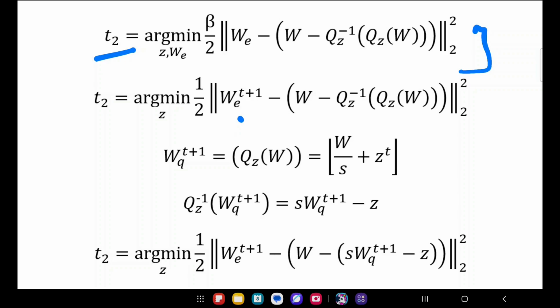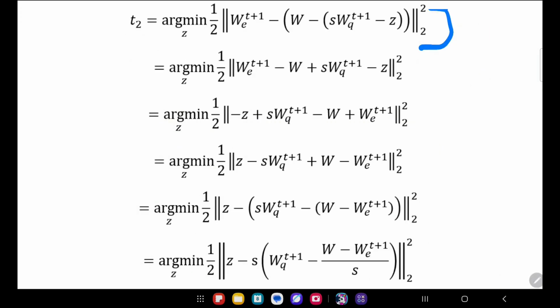The new quantized weights, that is WQ at t plus 1, is the rounding of W by S plus Z of the previous time step, and then we round the function. So the inverse quantization would be we scale WQ at t plus 1 with S and remove the zero point. So we replace this in the term 2 equation. We get T2 equals argmin over WE at t plus 1 of the norm of WE at t plus 1 minus W minus S times WQ at t plus 1 minus Z.